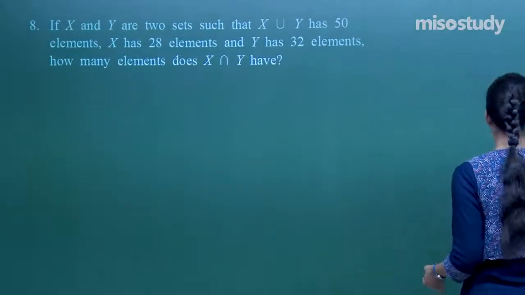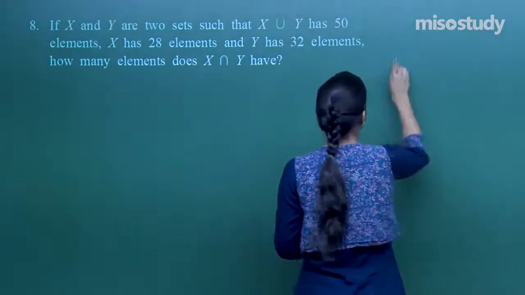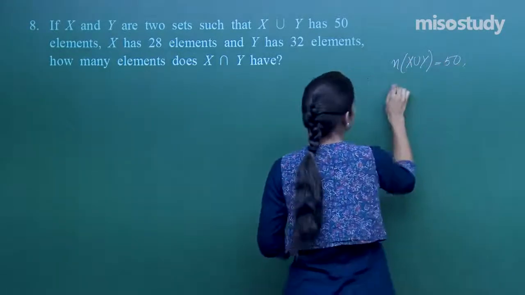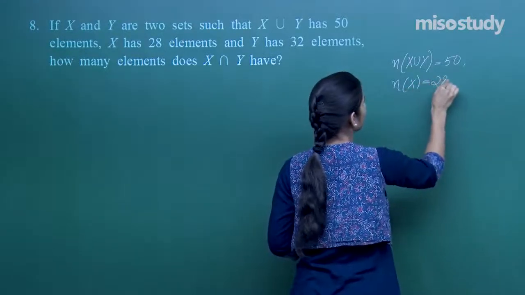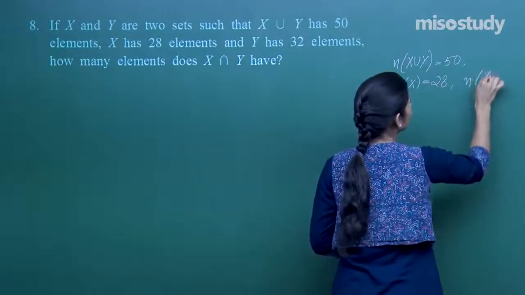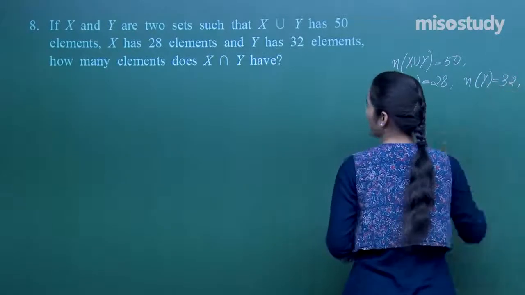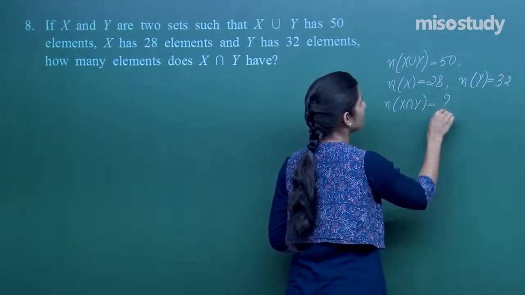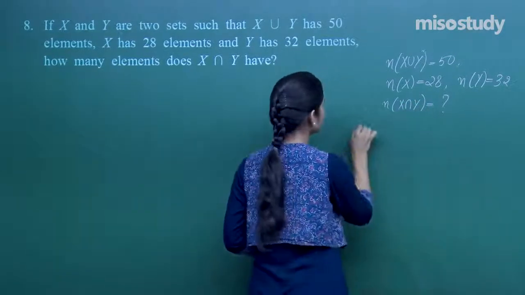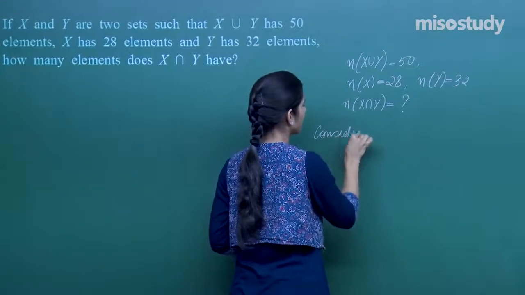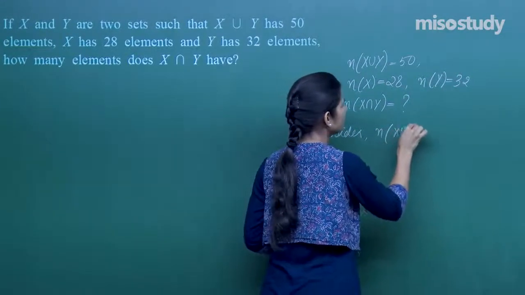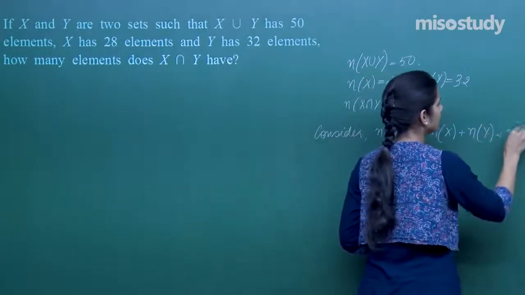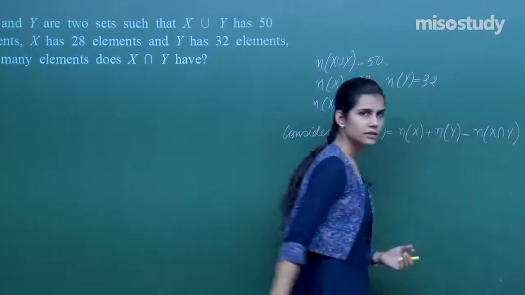Moving to the next, we have: if X and Y are two sets such that X union Y has 50 elements, X has 28, Y has 32, how many elements does X intersection Y have? Obvious formula to be used: number of elements in X union Y is number of elements in X plus number of elements in Y minus number of elements in X intersection Y.